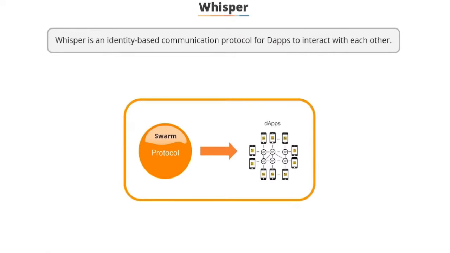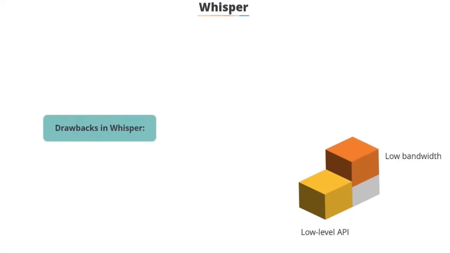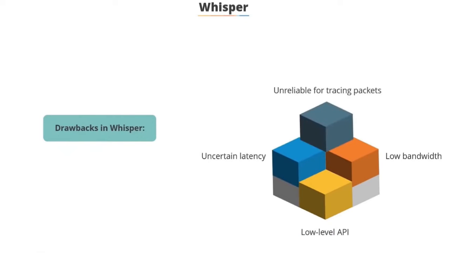Some of the drawbacks of Whisper are as follows. First, it has low-level API, which is only exposed to dApps and never to users. Second, it has low bandwidth and is not designed for large data transfers. Third, it has uncertain latency. And lastly, it has no reliable methods for tracing packets.